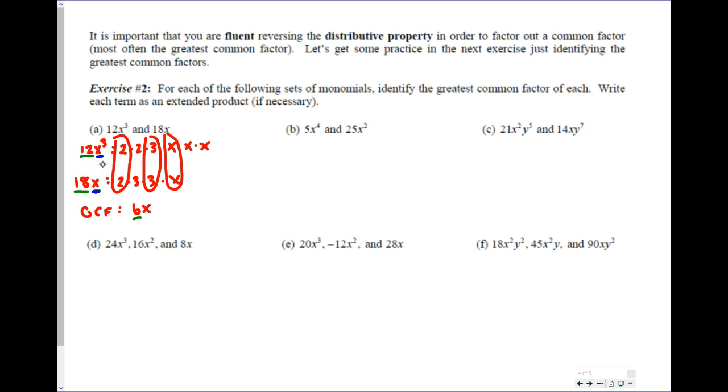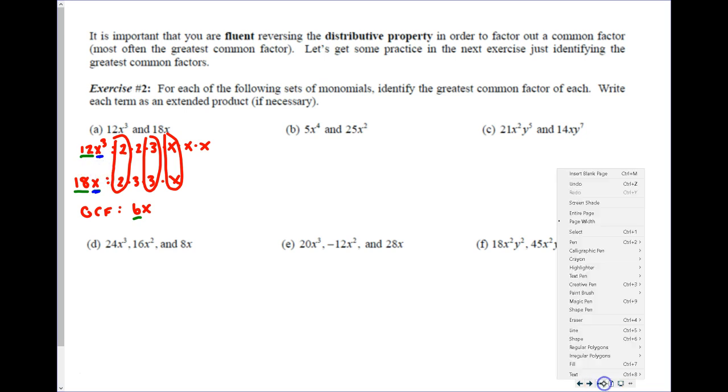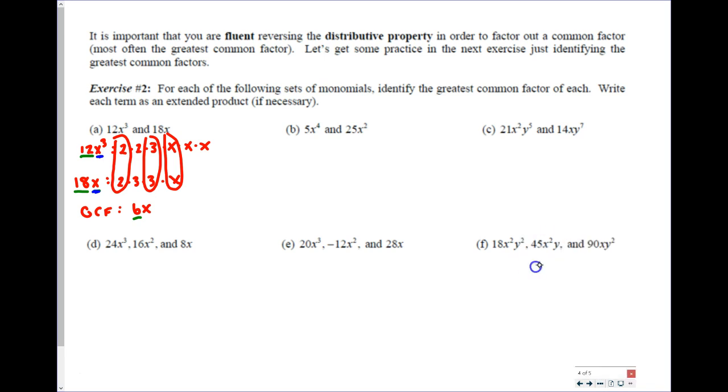Okay? So I do it in my head, but I'm going to show you that method to just help you if you need it. Okay? Let's go ahead and do letter C together. So what is the GCF of 21 and 14? That's 7. And then I've got x squared.